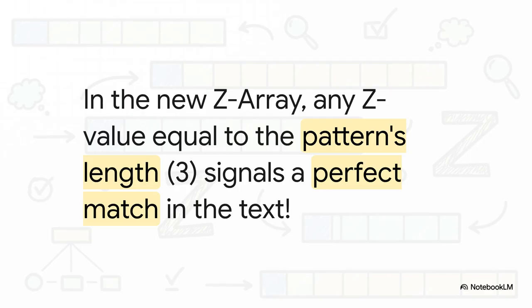And now we just build the Z-array for this new combined string. And think about it for a second. The prefix of this new string is our pattern, right? So anywhere later in the string, in the part that was our original text, that we find a Z-value exactly equal to the length of our pattern, well, what does that mean? It means the substring starting right there is a perfect match for our pattern. It's a crystal clear signal.